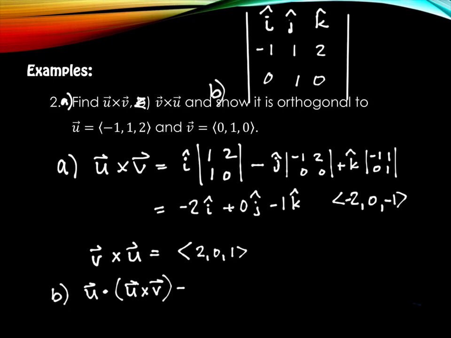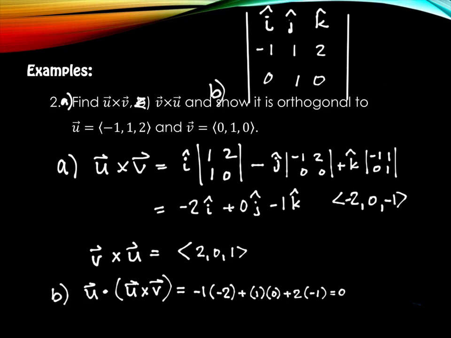So u is listed above, it's negative 1, 1, 2. And then u cross v is the one we just found. I'm going to write it out because we've got lots of pieces here. If you look back later, you'll wonder where all these numbers came from. So the u value is negative 1, the u cross v value is negative 2. Our j component is 1, and our j component of u cross v was 0. Our k component is 2, and the u cross v component was negative 1. So if I do negative 1 times negative 2 plus 1 times 0 plus 2 times negative 1, what will I get?